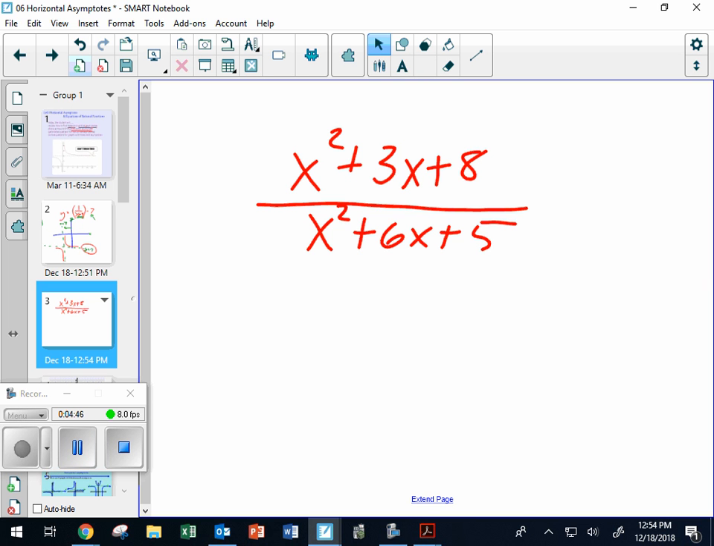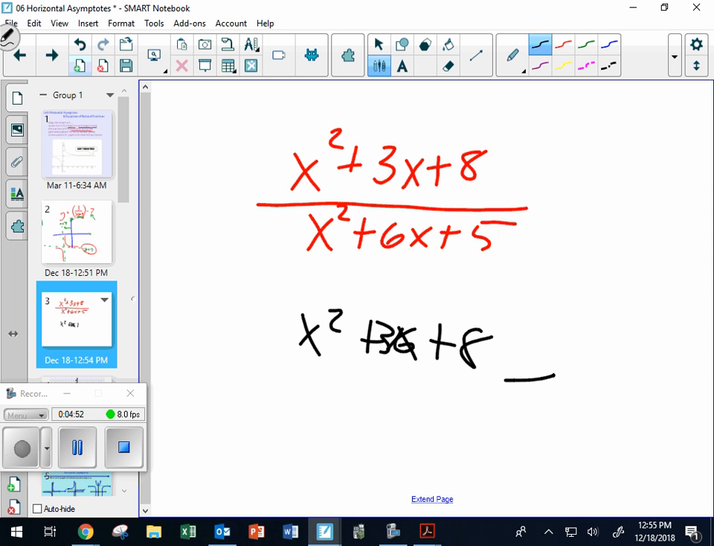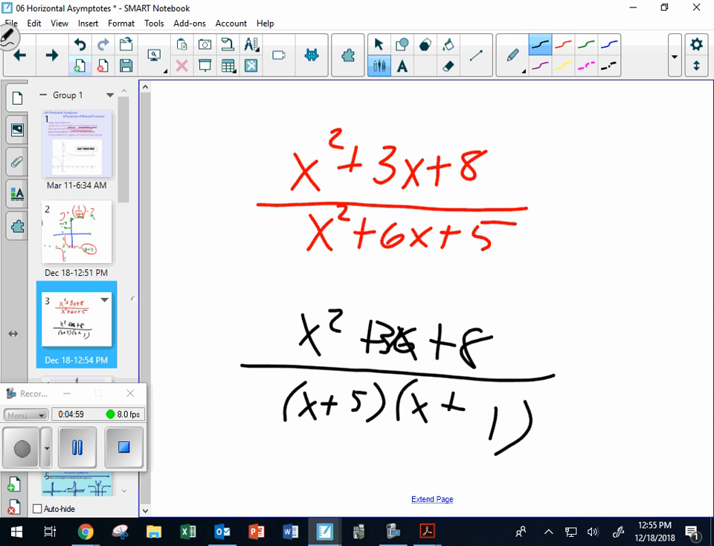Meghan Trainor would agree that it's all about the base. The base, this thing on the bottom, tells you so much. It tells you the domain. And it tells you the holes, if there are any, and it tells you the vertical asymptotes. The only thing it doesn't tell you is the horizontals.